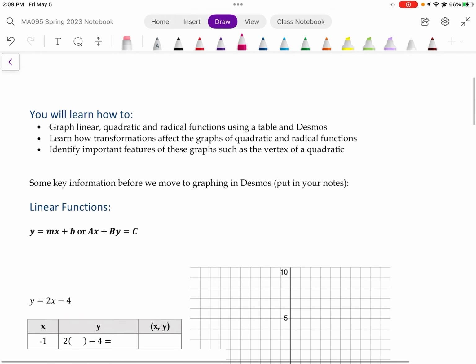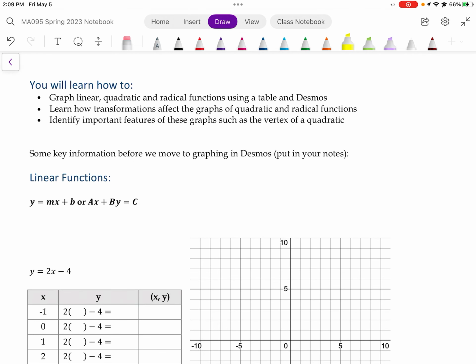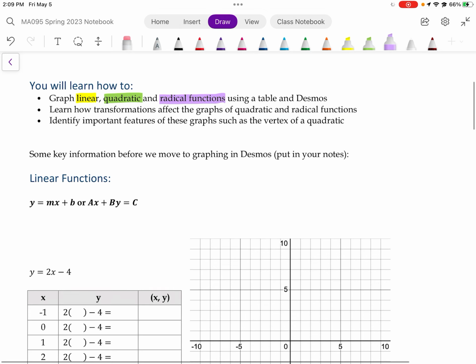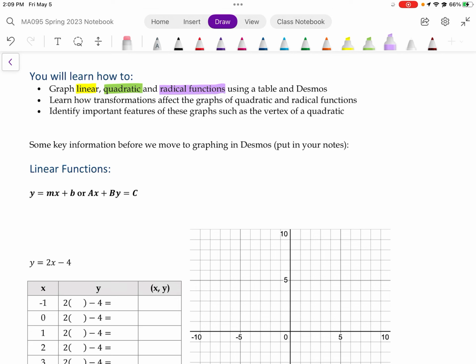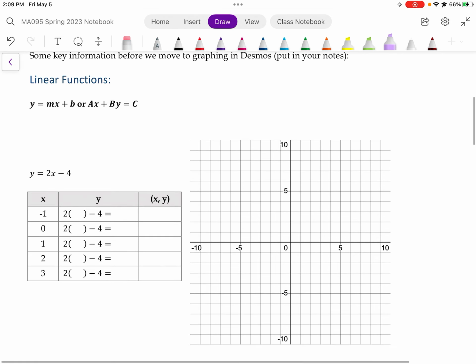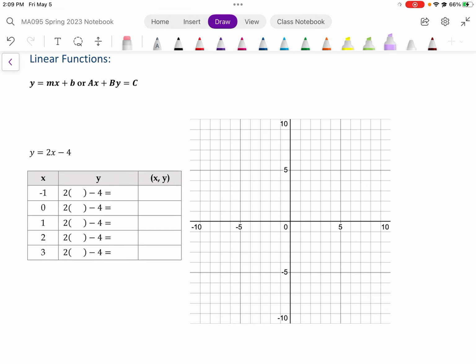All right, let's move on. So we are going to talk about graphing linear equations, quadratic equations, and radical functions. Linear functions, quadratic functions, radical functions, what do they look like? They all look very different. We're going to look at transformations of these when we work in class together, and we're going to identify some important features like the vertex. So I'm going to start with linear functions.